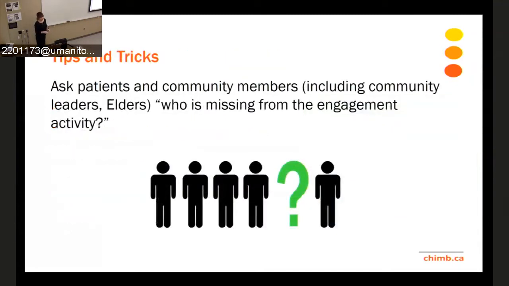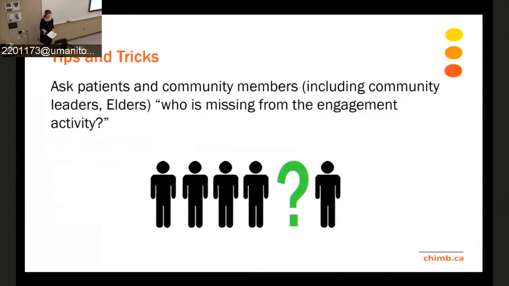So the tips and tricks is ask people, talk to people, community leaders, elders, talk to people with lived experience and say, who's missing right now? Like, I feel like I'm missing some people. How do you think I can reach out to them? Or do you have anybody that you think you could reach out to?